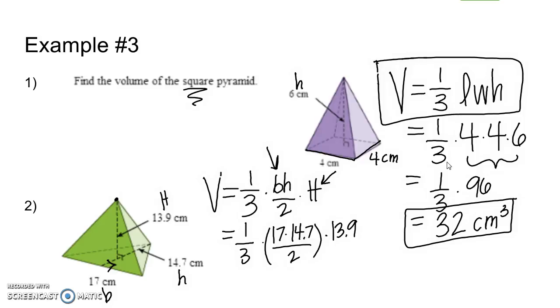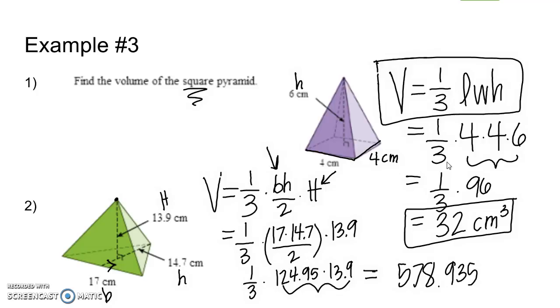Alright, so I'm going to start by finding the area of the triangular base. 17 times 14.7, and then divide that by 2. I'm going to write what I've got. I have 124.95. Next, I'm going to multiply that times the height of the pyramid, which is 13.9. So I hit times 13.9 in my calculator. It gave me 1736.805. My last step after I multiply those together is to just hit divided by 3. And so my answer is 578.935, and that would be centimeters cubed.